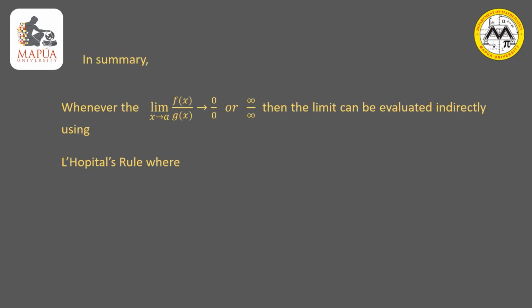Summarizing what we have in this lesson, whenever we are given a ratio or fraction of the function f of x divided by g of x, whose limit as x approaches a would be 0 over 0 or infinity over infinity, then the said limit can be evaluated indirectly by applying L'Hopital's rule, where the rule states that the limit of f of x divided by g of x as x approaches a would be given by the limit of f prime of x divided by g prime of x as x approaches a, whenever this limit exists.